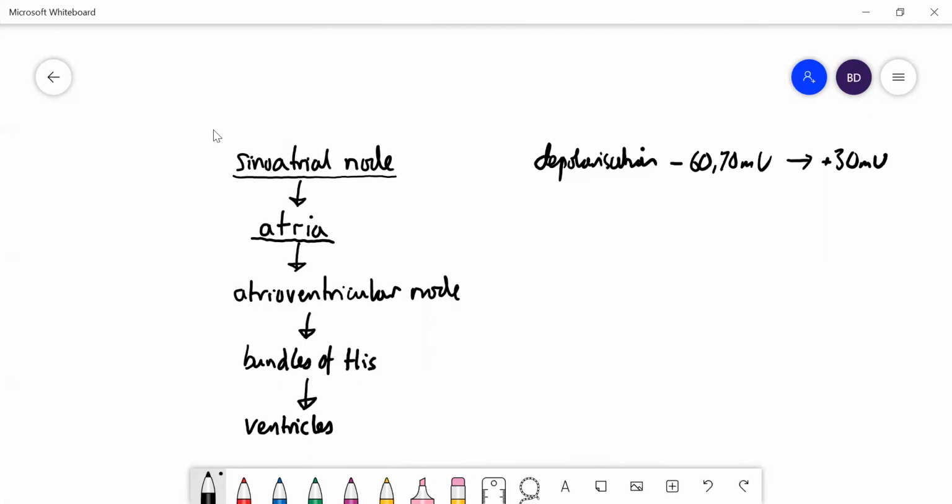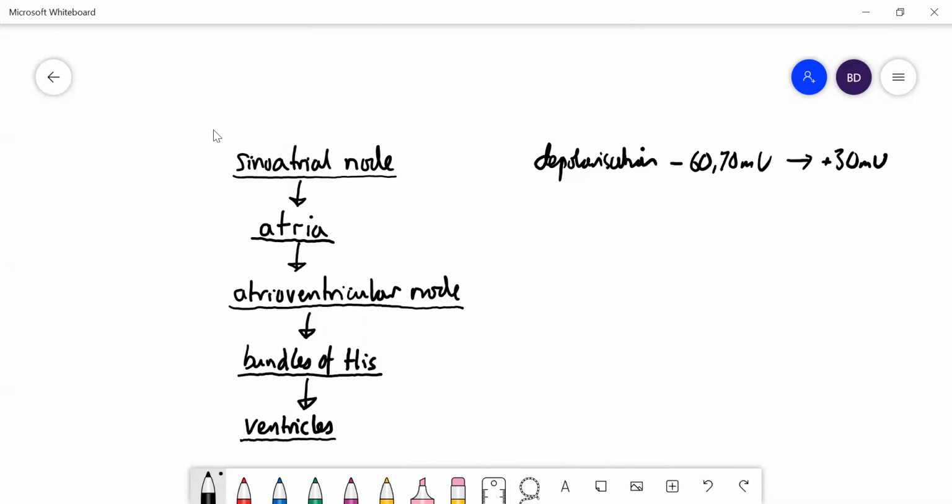That depolarization in the atria will then pass to the atrioventricular node, and there's a bit of a delay there. It's really important. From the atrioventricular node, the depolarization then passes through the bundles of His, which are all over the ventricles, and that causes all the myocytes in the ventricles to depolarize, and then to contract, and the blood is forced out of the heart.